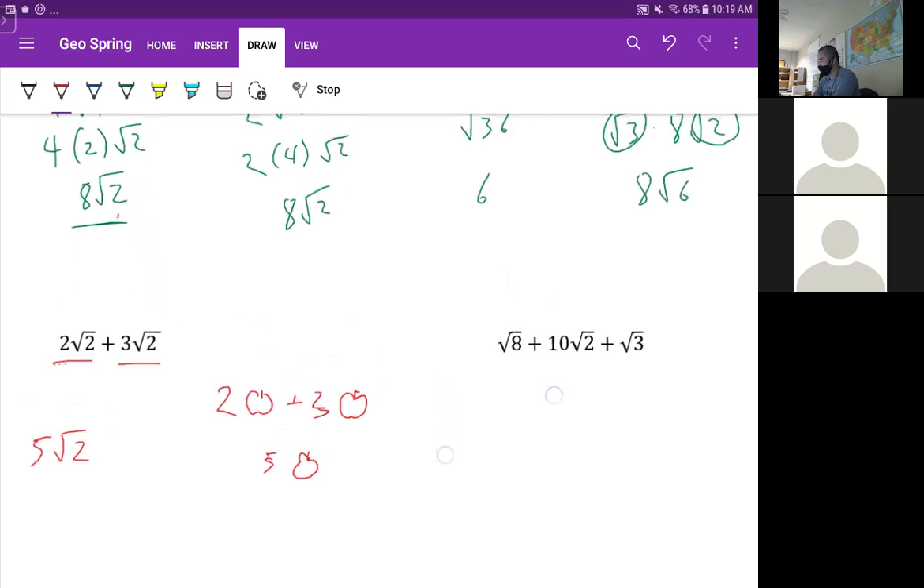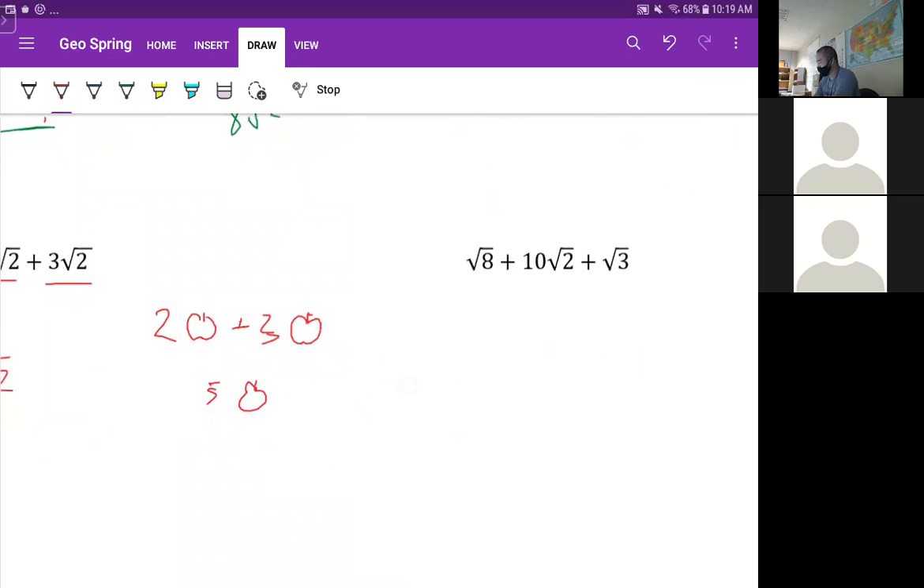Remember we found earlier that the square root of 8 is 2 square roots of 2? So I'm changing this: 2 square roots of 2 plus 10 square roots of 2 plus square root of 3. You can combine these two. So that's 12 square roots of 2 plus square root of 3.